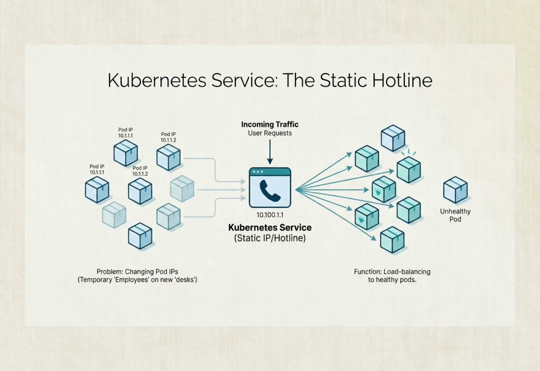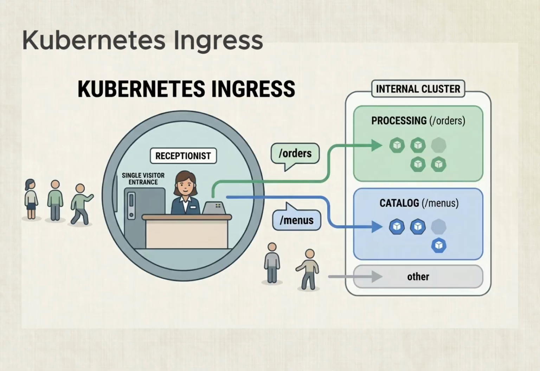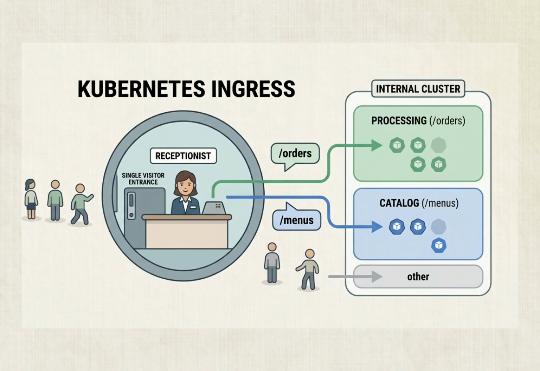Finally, to manage how public visitors enter this massive network, we use a Kubernetes ingress. Ingress is like the grand reception entrance of our entire cluster. Instead of forcing visitors to navigate hundreds of separate gates, they knock on one single front door. The ingress receptionist reads the path written on their request, directing /orders to the processing department and /menus to the catalog department, keeping the entire ecosystem incredibly secure and organized.